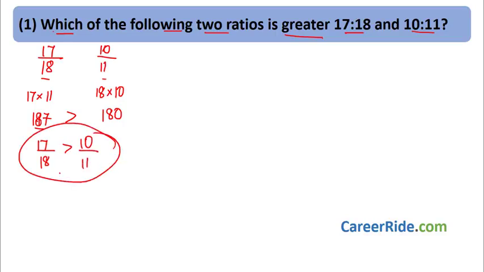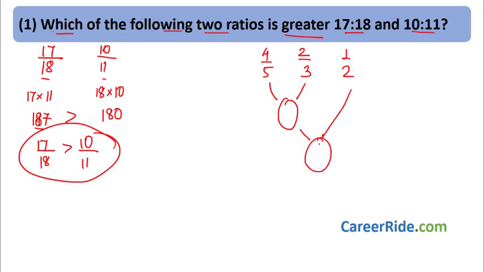Now this is for two ratios only. Let us assume that they have given you say three ratios, like say 4 by 5, 2 by 3 and 1 by 2. Compare these three and find out which is the greatest. What you will do? You will take these two and find the greatest. Whatever will be the value, we will compare that and this and find the greatest, and that would be your answer. Very easy.